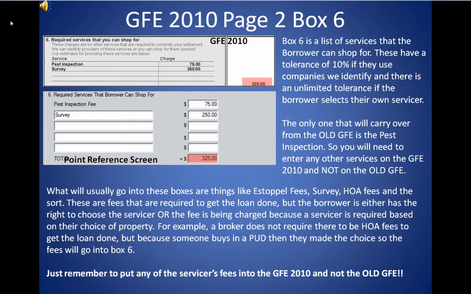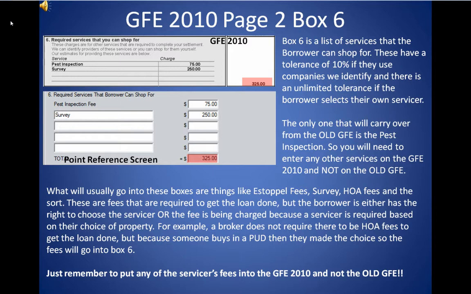Any fee that the borrower uses that we don't recommend a servicer for, there is unlimited tolerance. If they happen to use a servicer that we recommend, then you have your 10% tolerance. The only thing that transfers over from the old Good Faith over to the new Good Faith is the pest inspection. If you don't have a pest inspection, you don't have to worry about it.